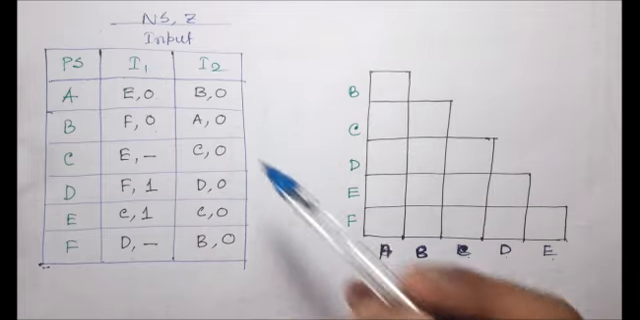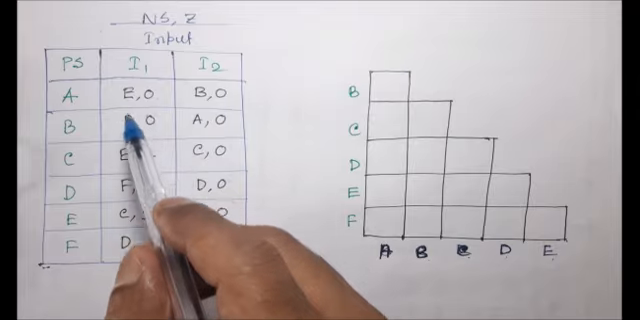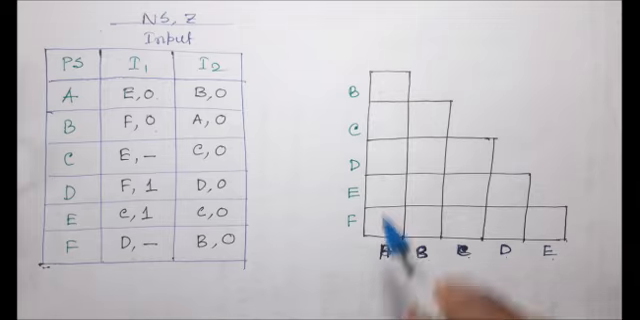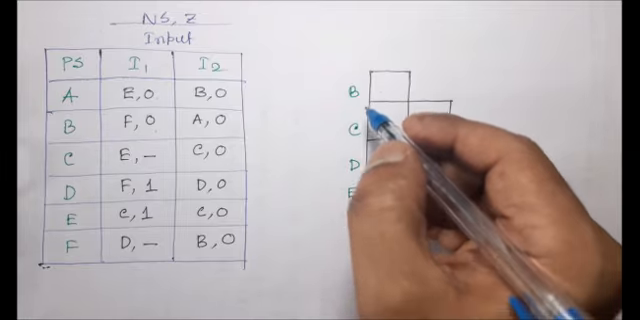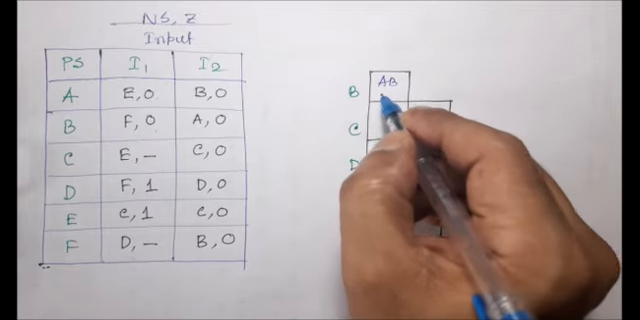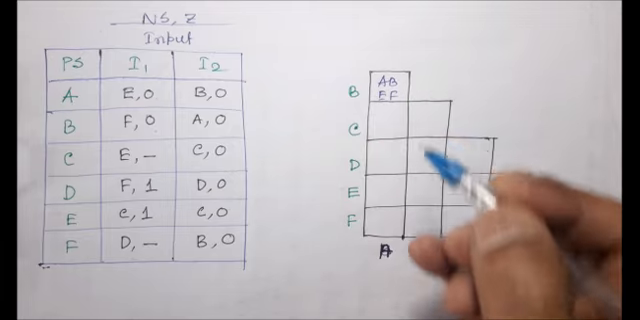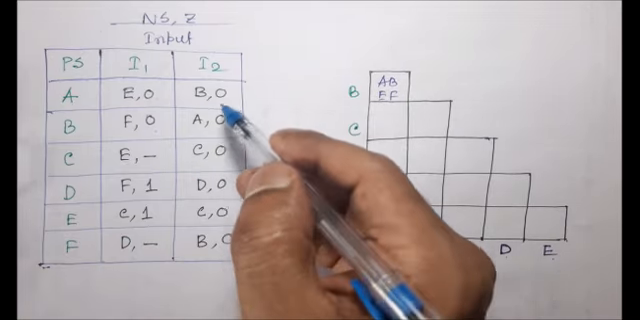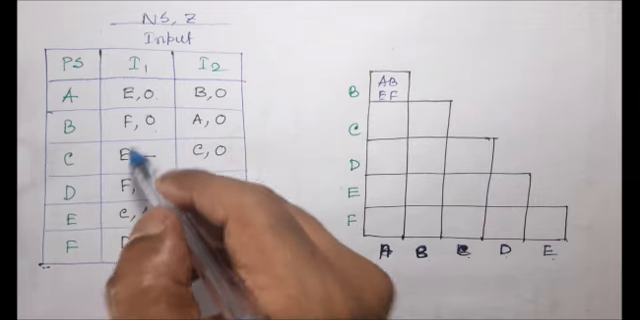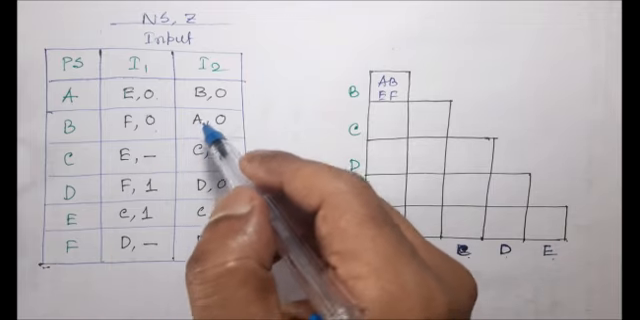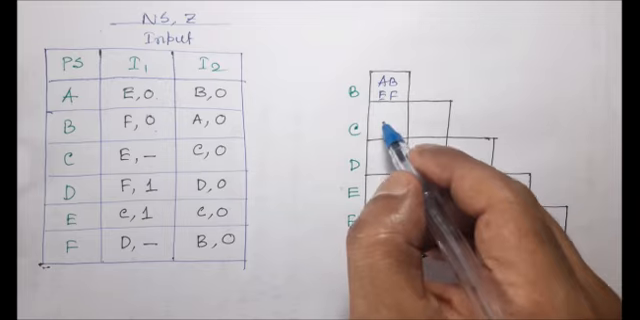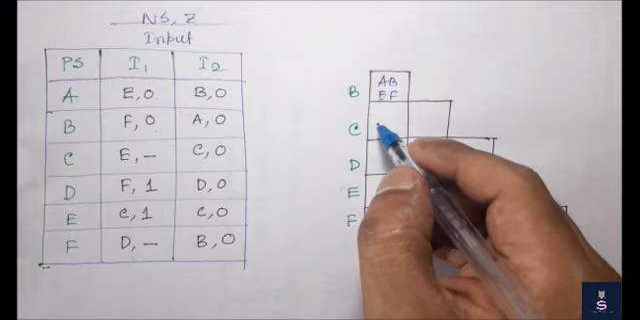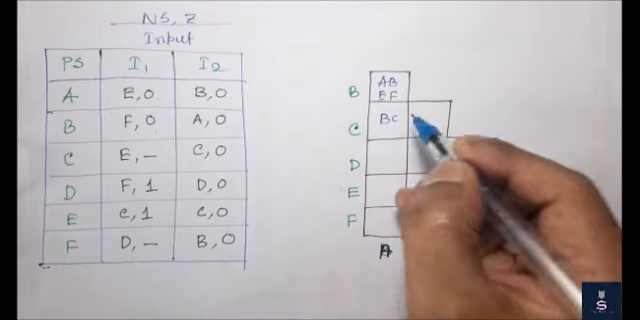So 0 0 0 0, no problem, but only the conflict pair is the next state. So EF, I am considering A and B, so here EF and AB. Similarly if I consider AC, output 0 0 0, don't care, so no problem, EE, no conflict in the next state, so only BC. So let me put BC here.